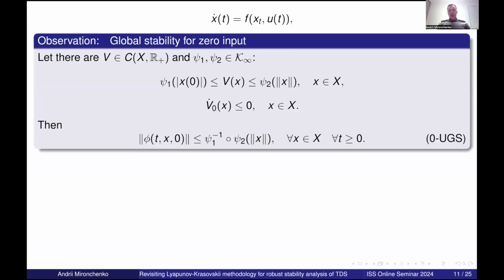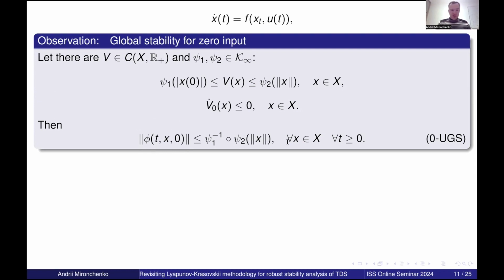Okay, I will start with a very simple observation. We have our time delay system and we study it for zero input. And we assume that we have a continuous functional V, which is again sandwiched as usual, and whose derivative is always non-positive for all x. Input is zero, right? Then it is easy to show that our system is globally stable and we have such a bound for the norm of the state at each time t.